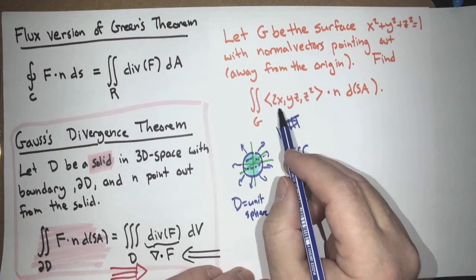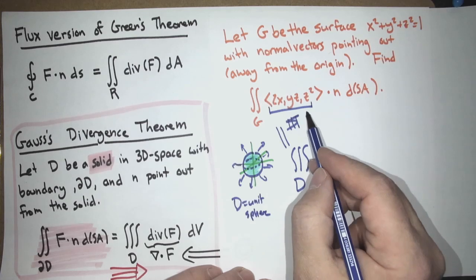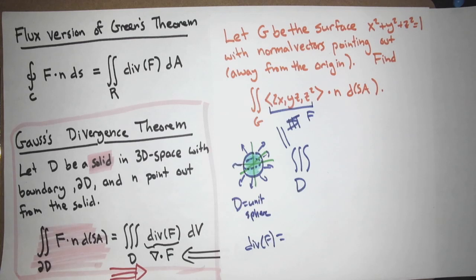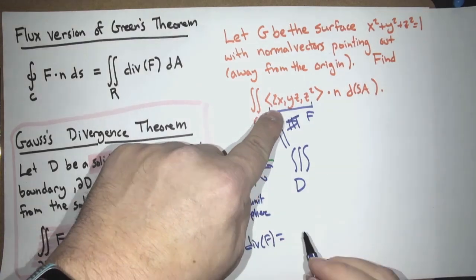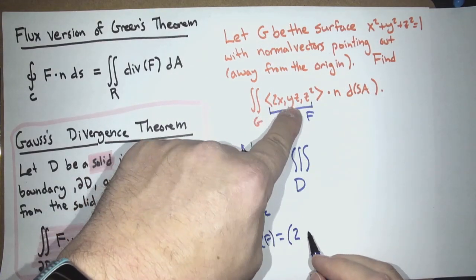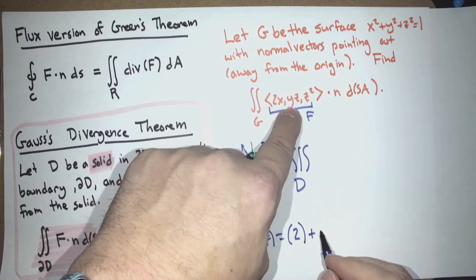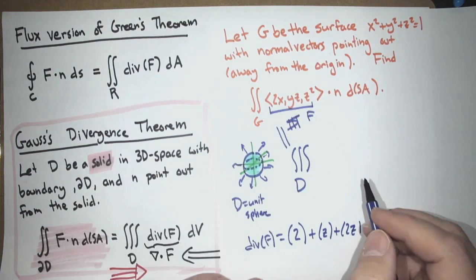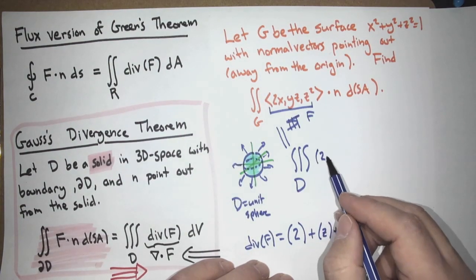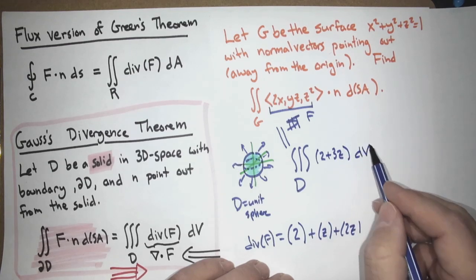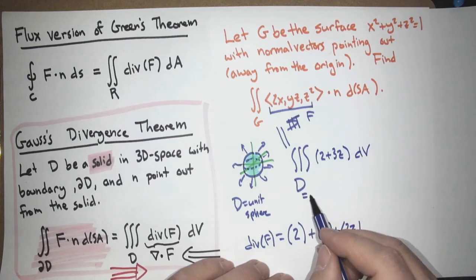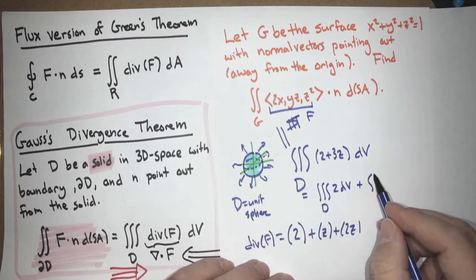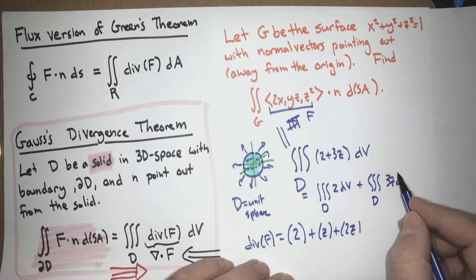Okay, now we have to compute the divergence. So this is our F. What's our div F? Do you remember how to take divergence? 2. Take derivative of the first term with respect to x, derivative of the second term with respect to y, derivative of the third term with respect to z. So it's the integral over our sphere of 2 plus 3z dV. Okay, so that's the integral over our sphere of 2 plus the integral over our sphere of 3z.